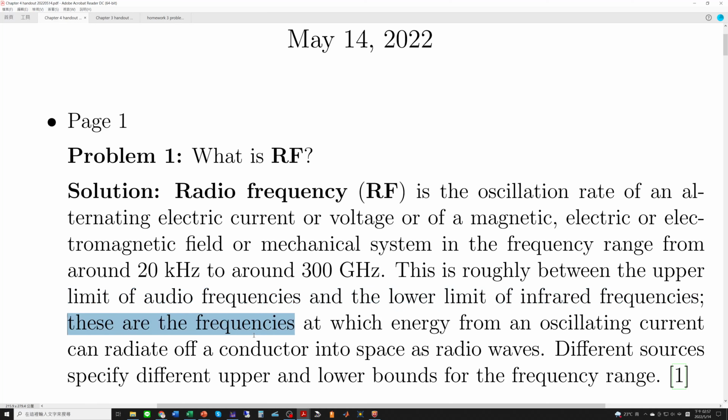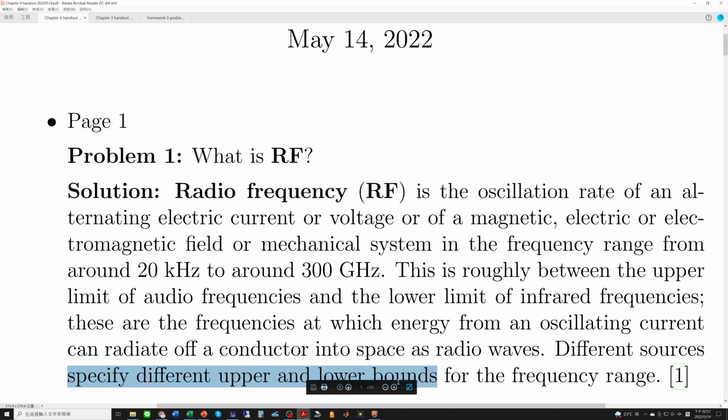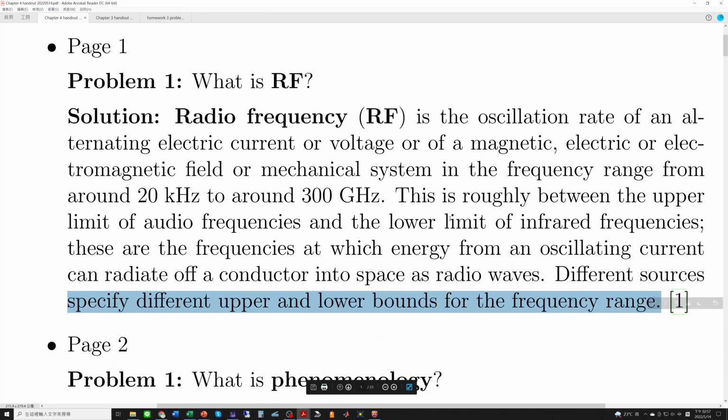These are the frequencies at which energy from an oscillating current can radiate off a conductor into space as radio waves. Different sources specify different upper and lower bounds for the frequency range. This is RF.